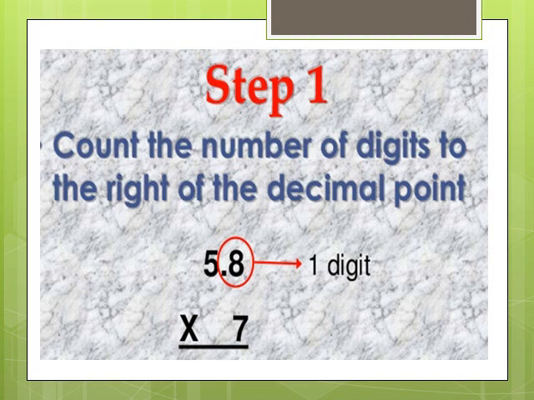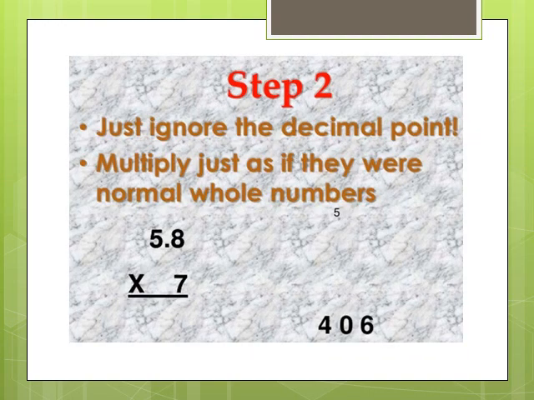In 7, there is no decimal place. So in total, we have only one decimal place. In step 2, we need to ignore the decimal point and multiply as if they are whole numbers. Multiplying 58 by 7, the product will be 406.